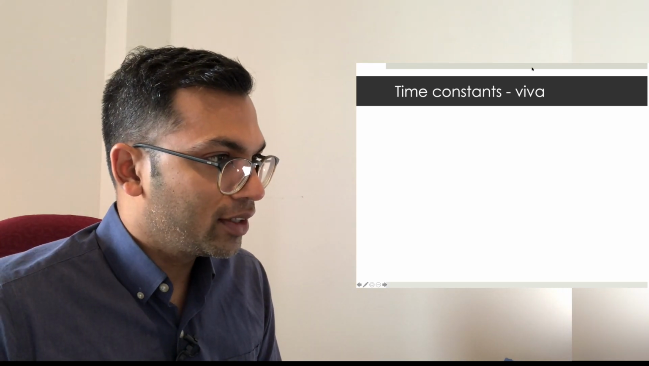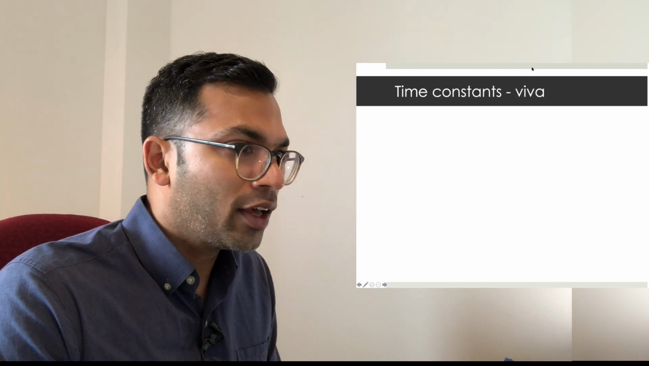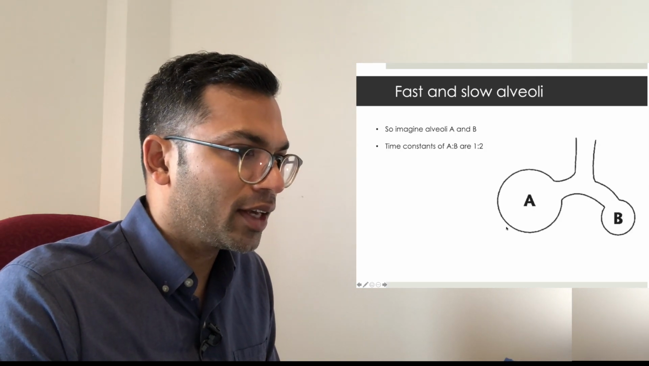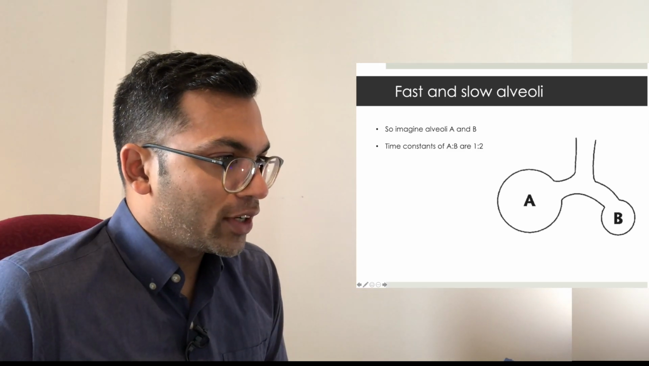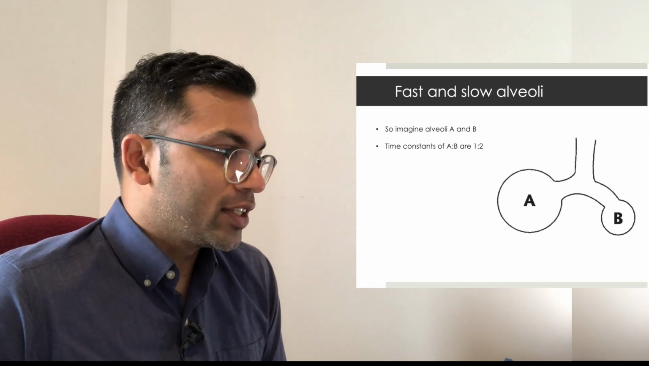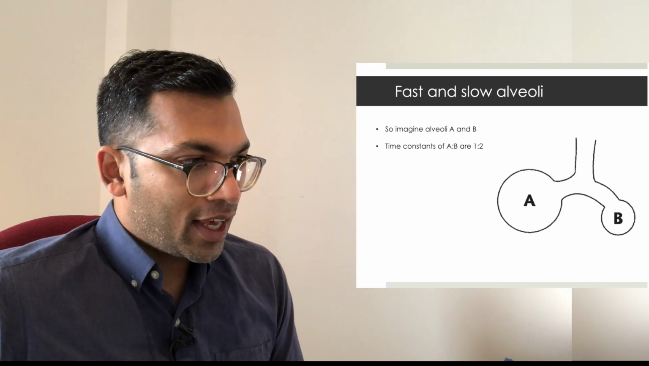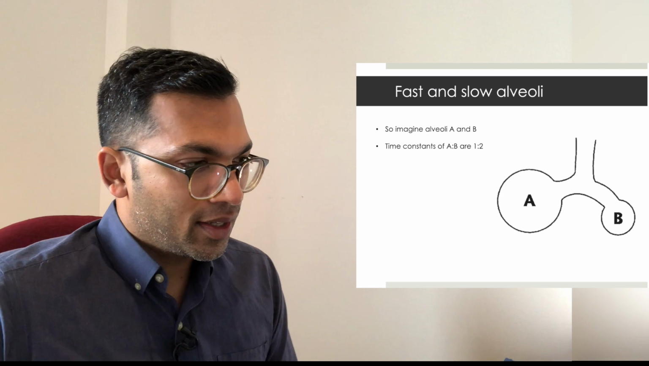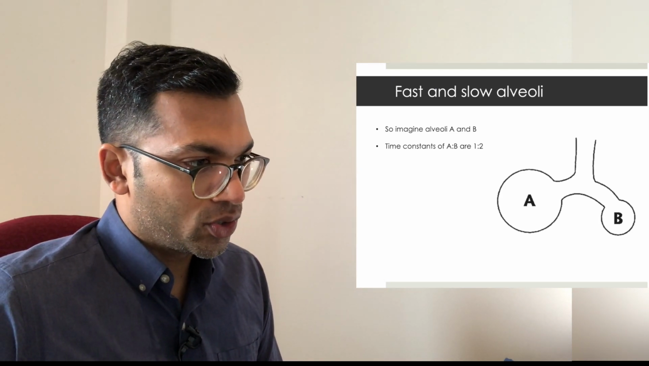Now, actually, I'll ask everyone this question. Imagine alveoli. Hey, can everyone see this screen? Yeah. So fast and slow alveoli. Imagine you've got alveolus A and alveolus B. Now, the time constants of A to B, let's say it's 1 to 2.